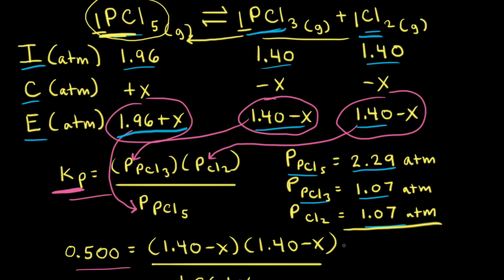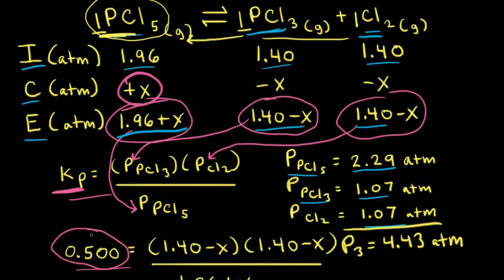Therefore, P3 is equal to 4.43 atmospheres. Doing the math helps us realize that X is not a very large number. And the reason why X is not a very large number is because the Kp value is equal to 0.500 for this reaction. And when K is close to 1, there's an appreciable amount of both reactants and products at equilibrium. And we can see that with our equilibrium partial pressures. There's an appreciable amount of both of them.